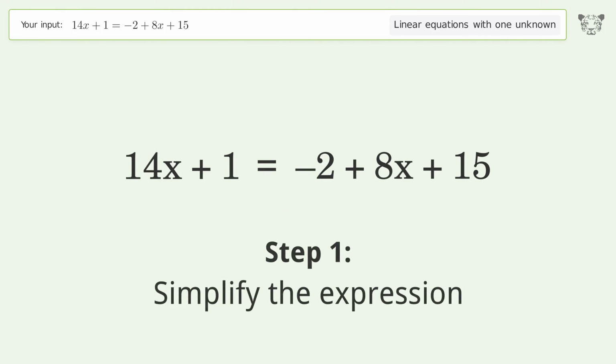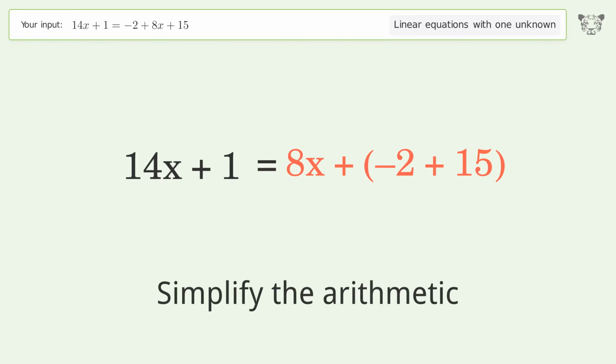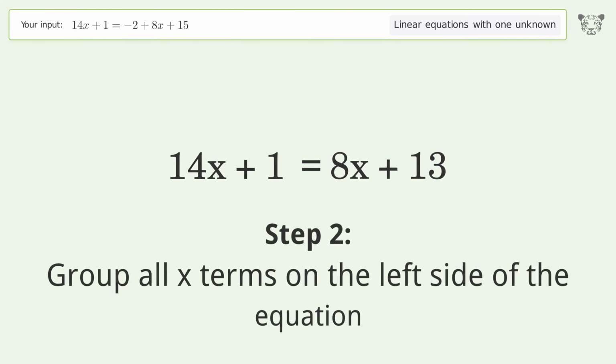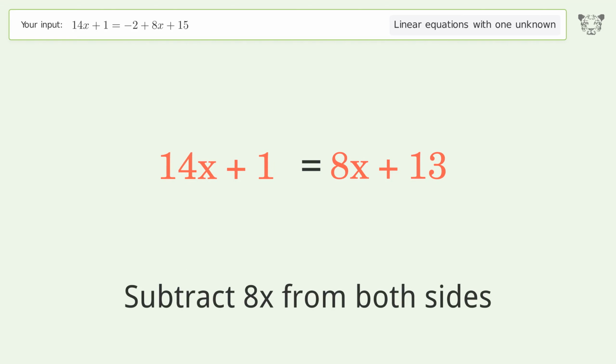Simplify the expression. Group like terms. Simplify the arithmetic. Group all x terms on the left side of the equation. Subtract 8x from both sides.